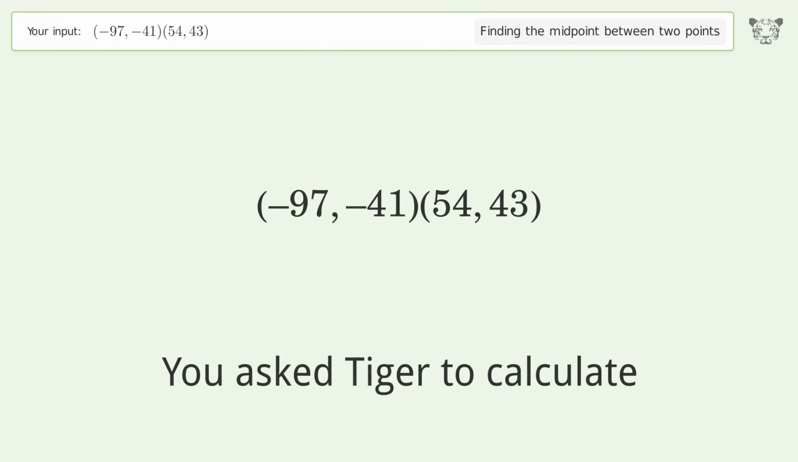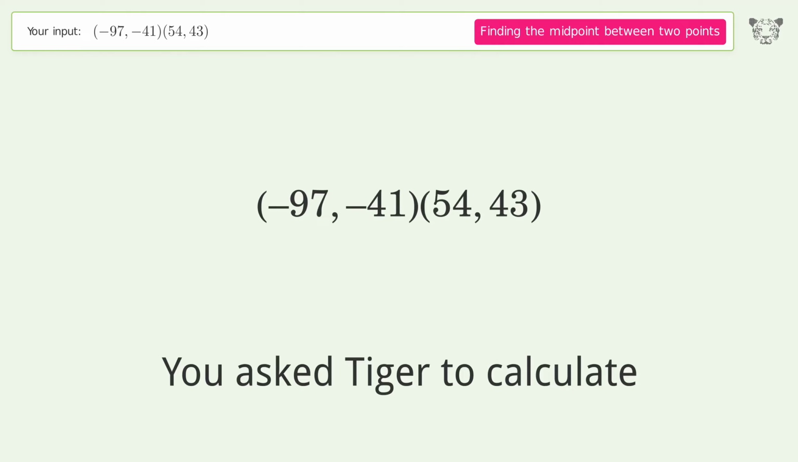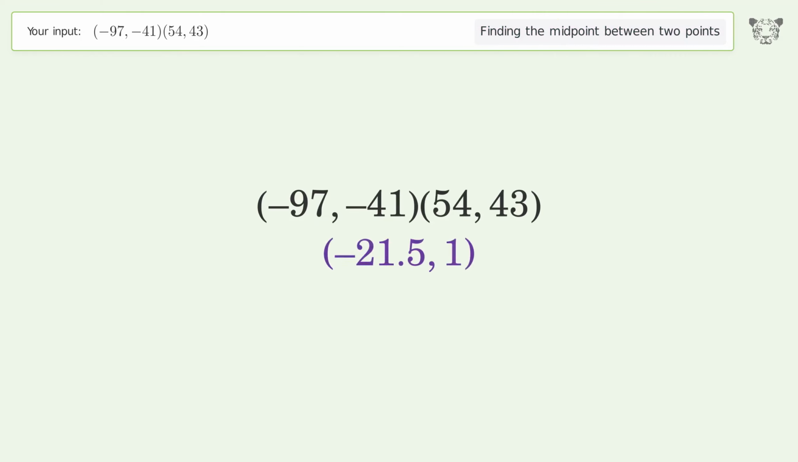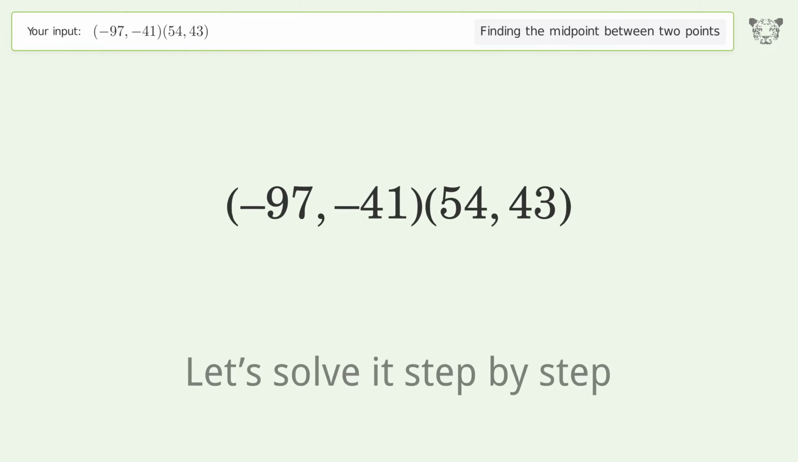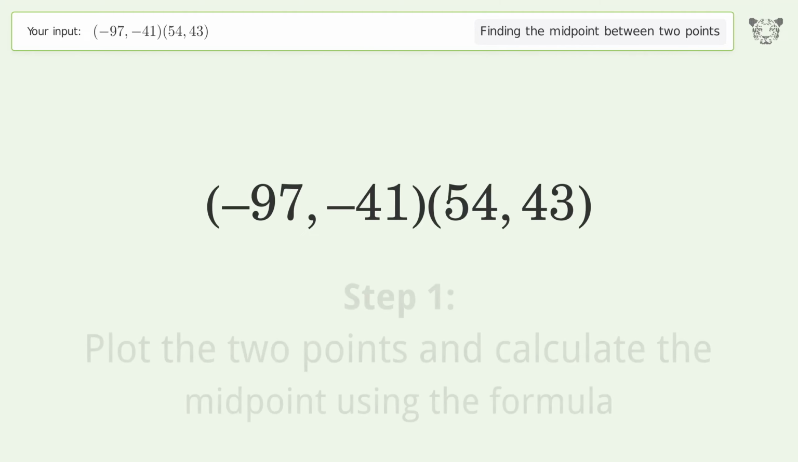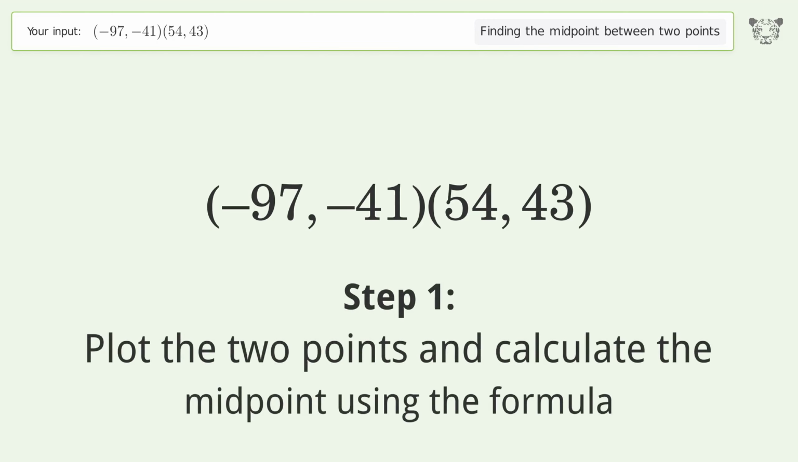You ask Tiger to calculate. This deals with finding the midpoint between 2 points. The midpoint between the 2 points is negative 21.51. Let's solve it step by step. Plot the 2 points and calculate the midpoint using the formula.